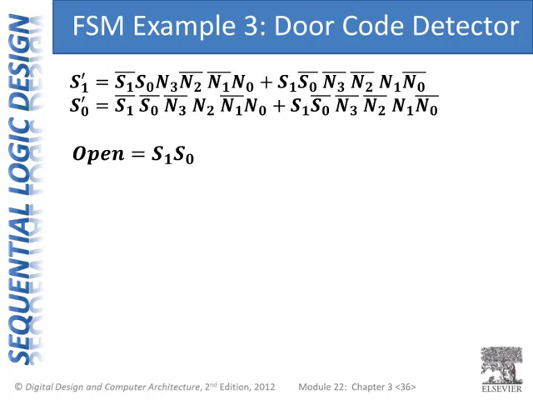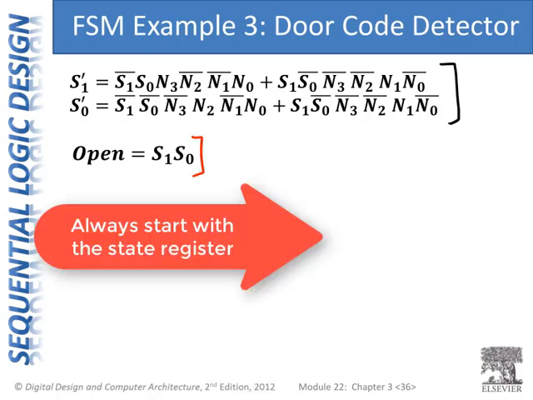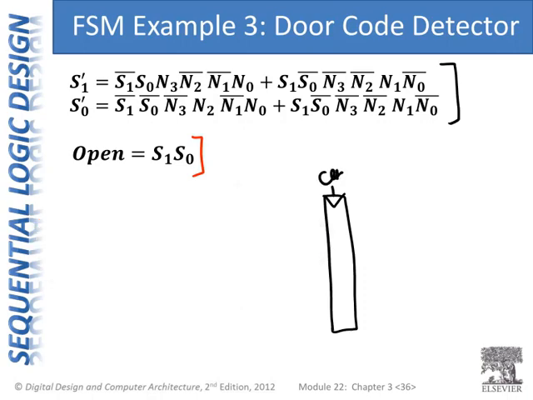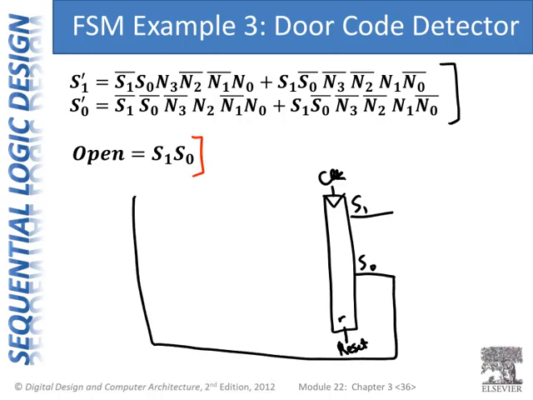So now we're going to take our next state equations and our output equation. Could be more than one output. In this case, we only have one. And turn this into a circuit. So we always start with our state register. Again, always put in the clock and reset. In this case, we have two state bits, S1 and S0. I'll pull those around to use in our next state logic.